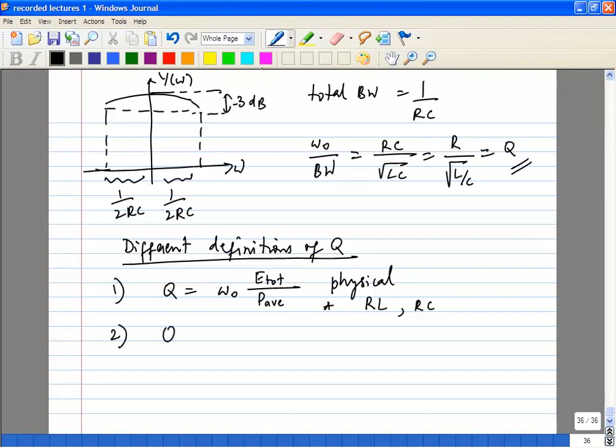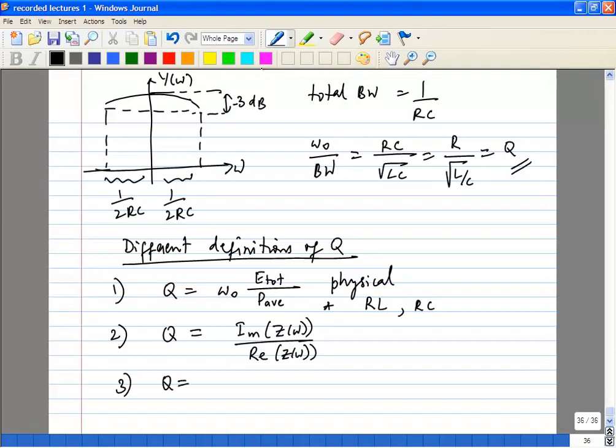Then we looked at Q is the imaginary part of Z of omega over the real part of Z of omega. This is another definition of Q. We actually got it in terms of the admittance, but you can get it in terms of the impedance also. So this is another fundamental definition.